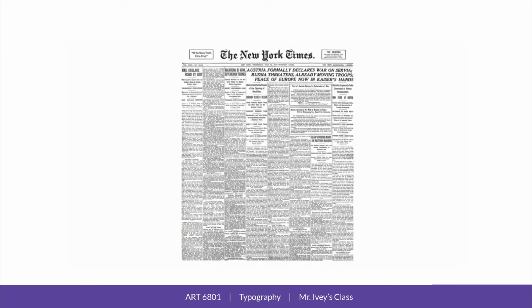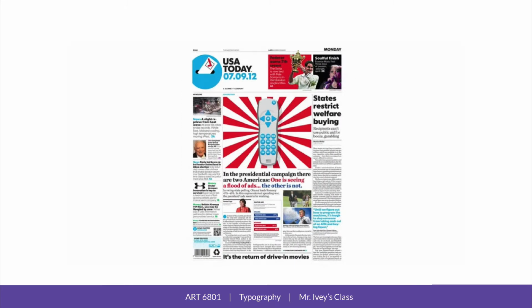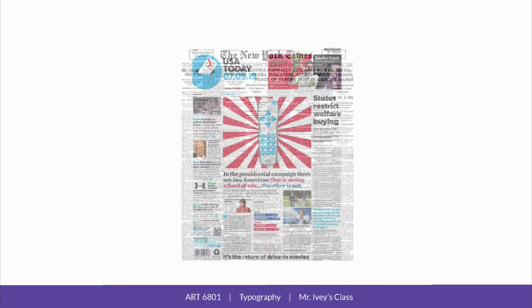100 years ago, the front page of a newspaper looked like this. Today, it looks more like this. Both layouts are cluttered, but the contemporary newspaper is much easier and more inviting to read. And that's mostly because the newspaper does a better job of establishing typographic hierarchy.